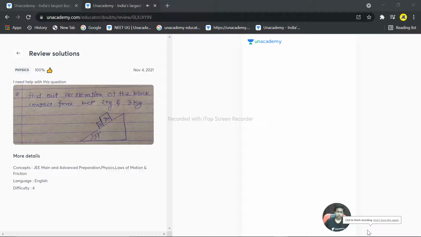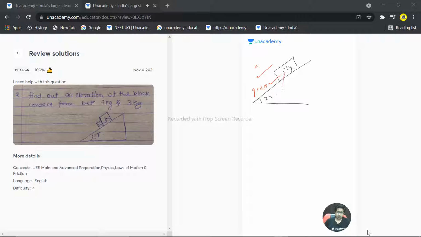So we have a question over here. The question says find out the acceleration of the block and the contact force between the 2 and 3 kilogram. So first of all, I'm considering this entire thing as 5 kg, 2 plus 3, 5 kg. And it's going down with acceleration A. So this is what actually g sine 37.